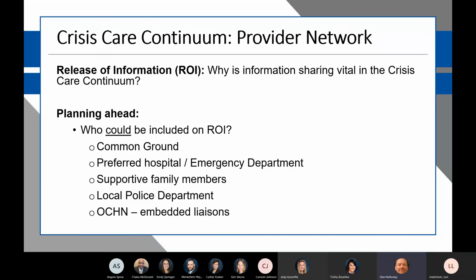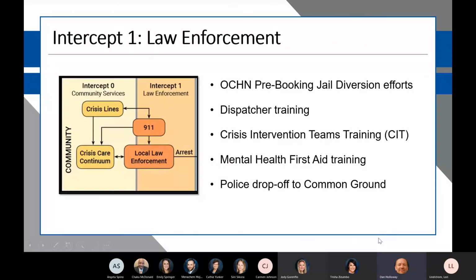So starting off on slide 10 here is Intercept 1, which is law enforcement, and that's actually right where pre-booking jail diversion efforts take root, and that's what we've been developing for the last really about 18 years.